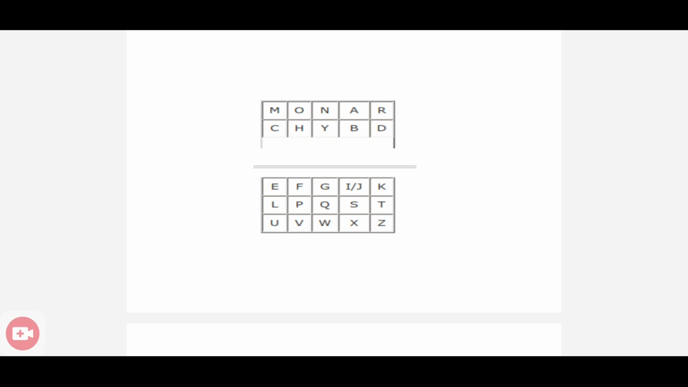Then how is it replaced? Check where H and S will meet. H and S will meet at B as well as P. Okay. So HS can be replaced as BP. Clear? So this is the Playfair cipher.